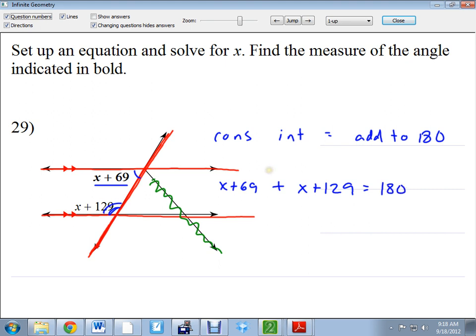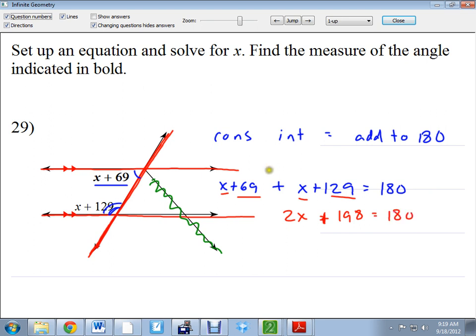Once the equation is set up, then it's not exactly hard to solve. What we want to do is combine our like terms. So we have two x's here, so x plus x is 2x. And then we have to add our numbers, 69 and 129, and that's going to make 198. So this is plus 198, and that's going to be equal to 180 degrees.